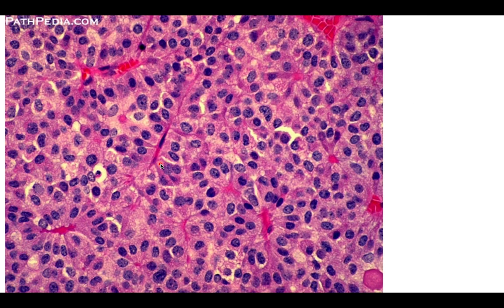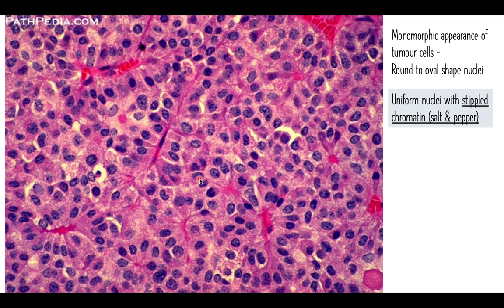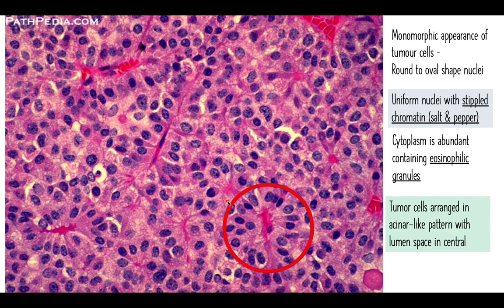Under higher magnification, we can see the monomorphic appearance of tumor cells with round to oval shaped nuclei and stippled chromatin, or salt and pepper chromatin pattern, within the nucleus. The cytoplasm here is abundant, containing eosinophilic granules, and the tumor cells are arranged in an acinar-like pattern with a lumen space in the center. So these are all the features of pituitary adenoma.